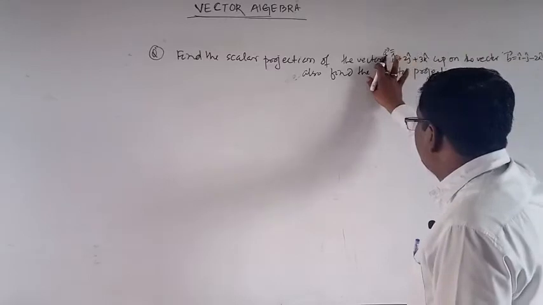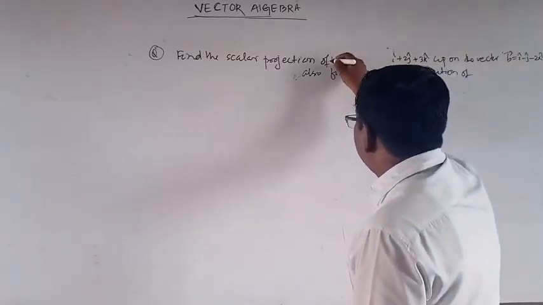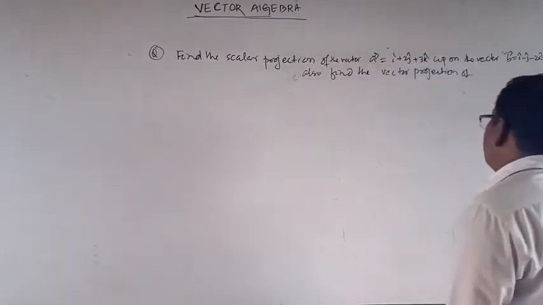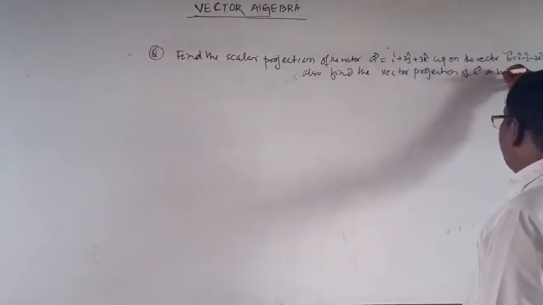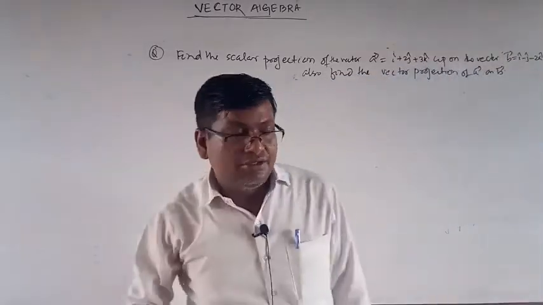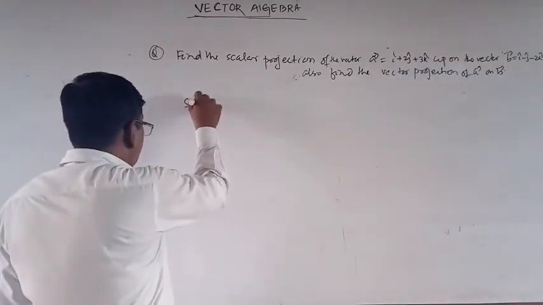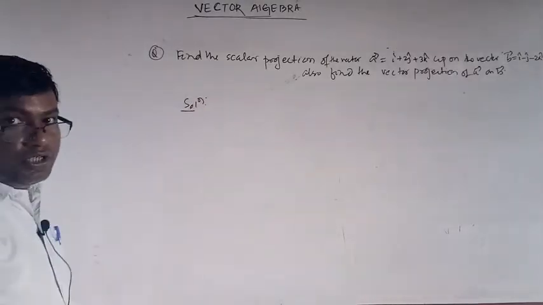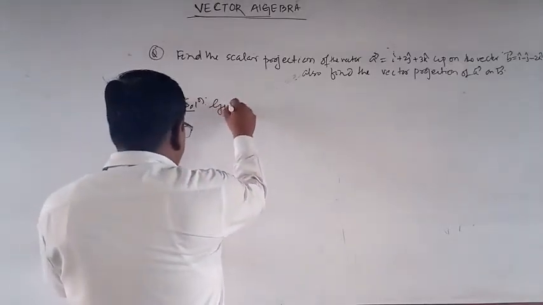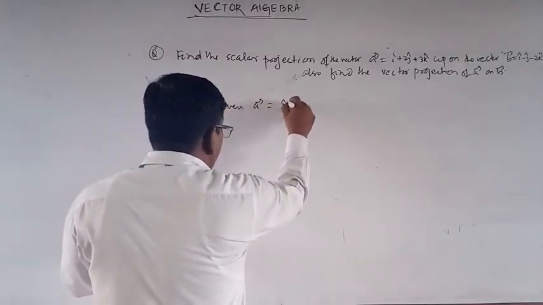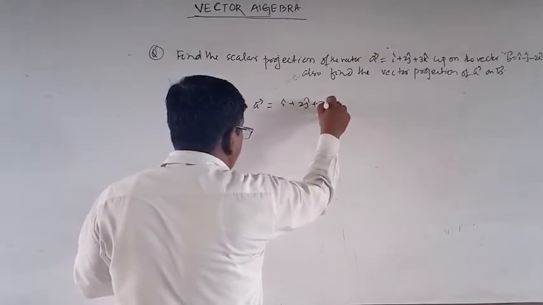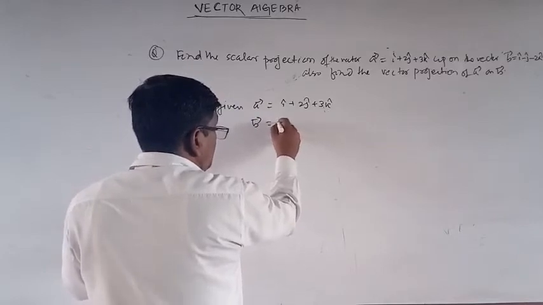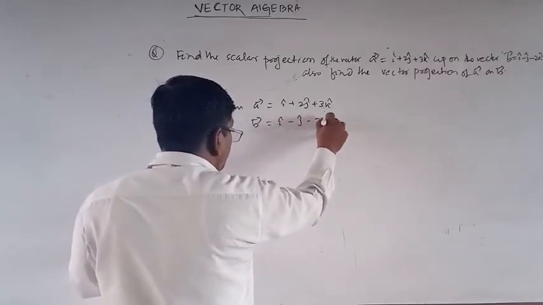This is vector A. Also find the vector projection of A on B. So the formula is what? Solution: given vector A is equal to i cap plus 2j cap plus 3k cap, and vector B is equal to i minus j minus 2k.